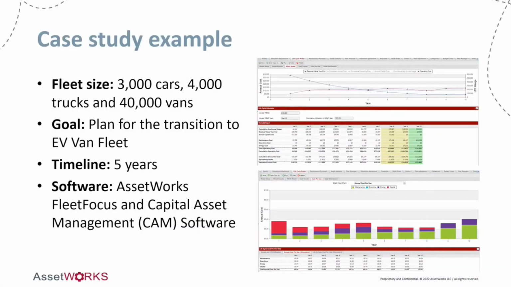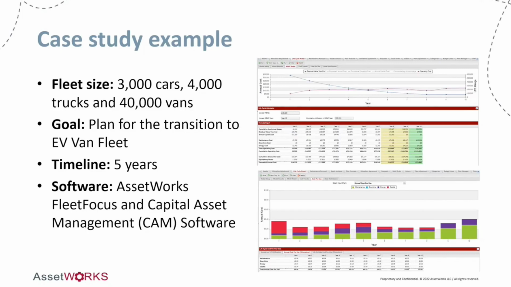So in our case study, one of our longtime fleets is a very large last mile fleet that has tens of thousands of vans, as well as a large number of heavy goods trucks, plus some light duty vehicles used in their administrative functions. Their goal was to put together a multi-year plan to transition to an EV van fleet. And they wanted to put together a 5-year plan. And they utilized AssetWorks Fleet Focus and CAM Capital Asset Management software.